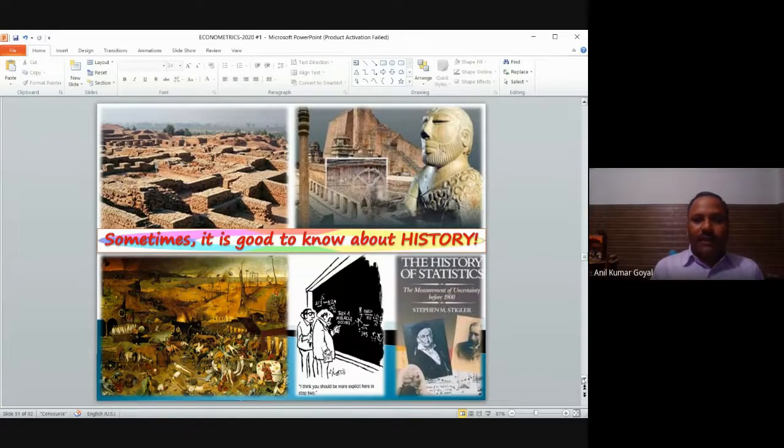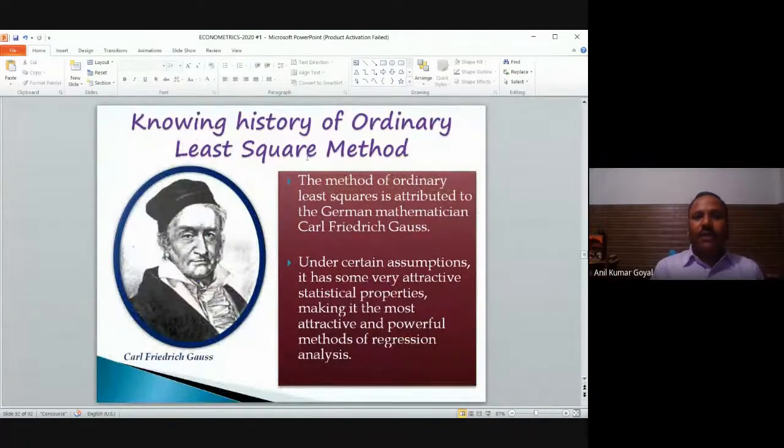So again, knowing the history of the ordinary least square method. The method of ordinary least square is attributed to the German mathematician Carl Friedrich Gauss. Under certain assumptions, it has some very attractive statistical properties, making it the most attractive and powerful method of regression analysis.